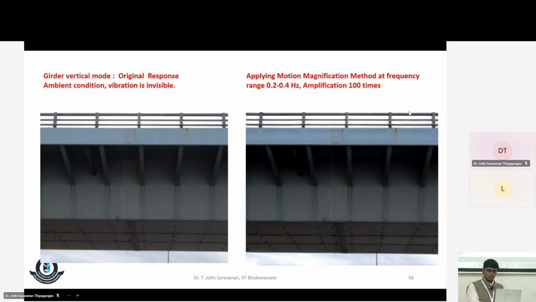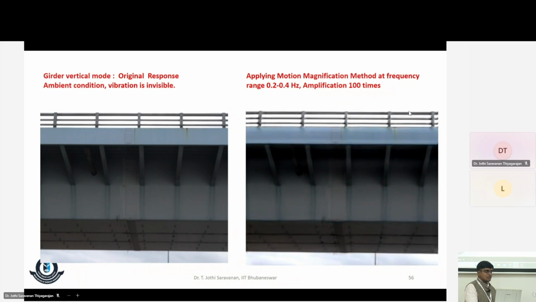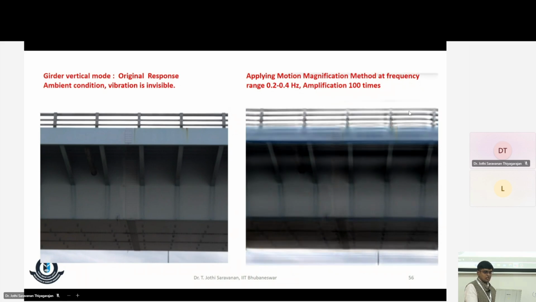Should I play it again? Is it fine? In the first one you will not observe any vibration. At least you can see that one or two cars pass. Let me play this again. You can observe the vibration, right? The vertical motion.